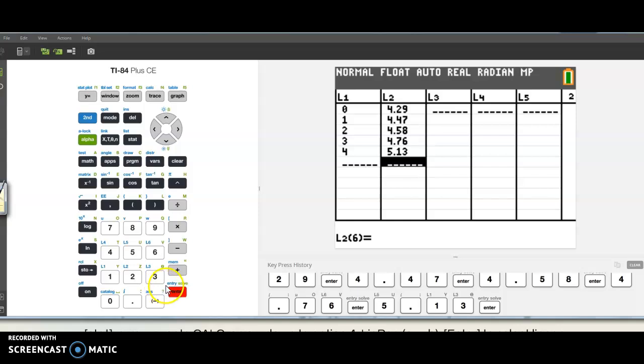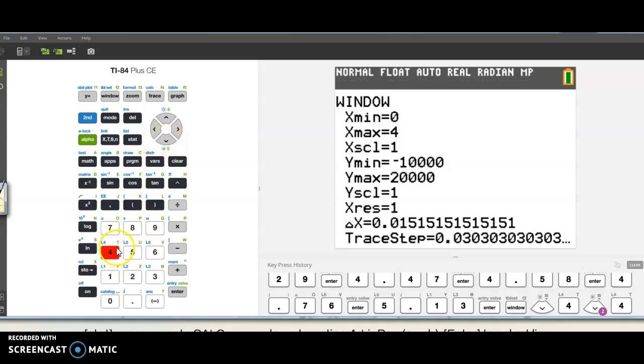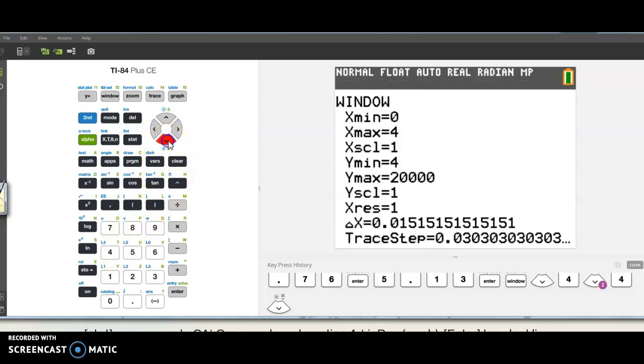Now, I would like to see these points, so I'm going to set up my window so that I would see them. In my window, my X values were from 0 to 4, and my Y values ranged from 4.29, so I'll start a little below that at 4, up to 5.13, so I'll go a little bit above 5.5. And so now I have a window that would totally cover the data that we have.